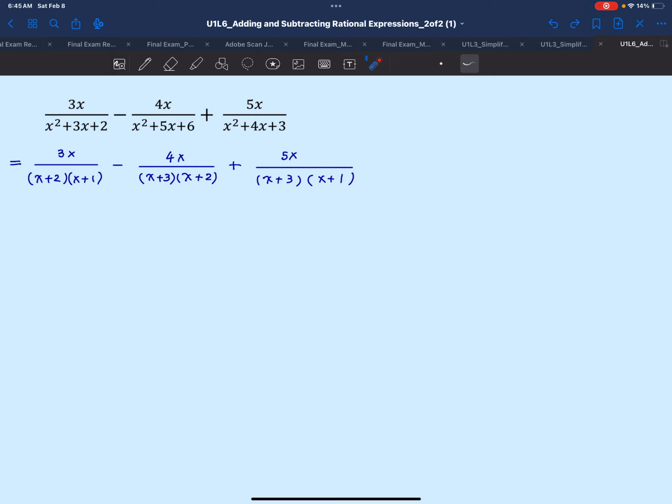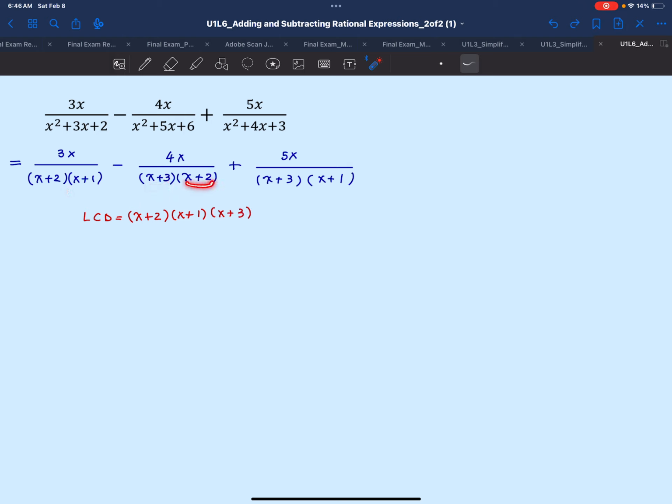So next, we'll state the lowest common denominator, because we cannot add and subtract fractions or rational terms that contain different denominators. So the lowest common denominator would be equal to (x plus 2) times (x plus 1). And then we have x plus 3, that's a factor we didn't have before.